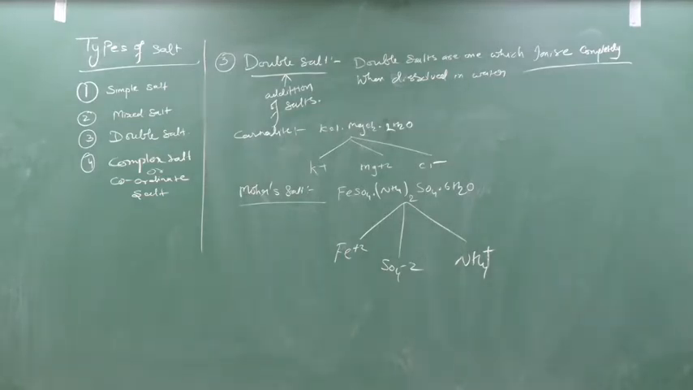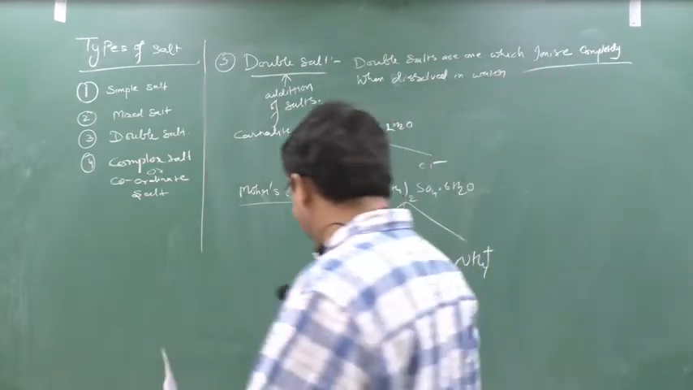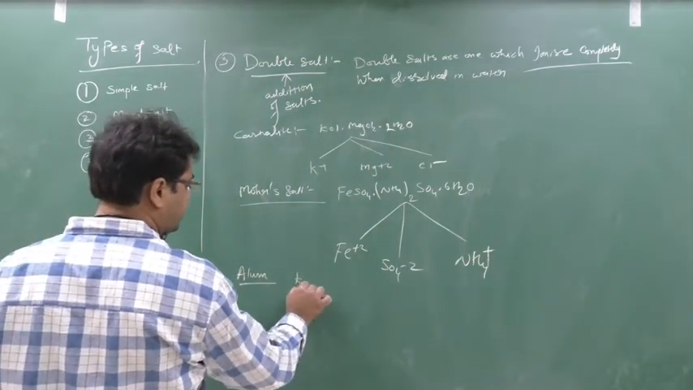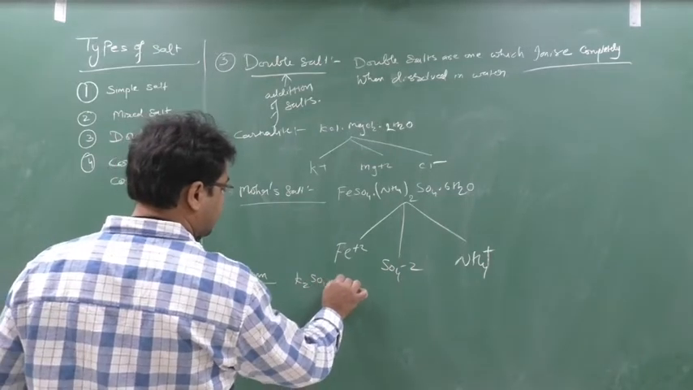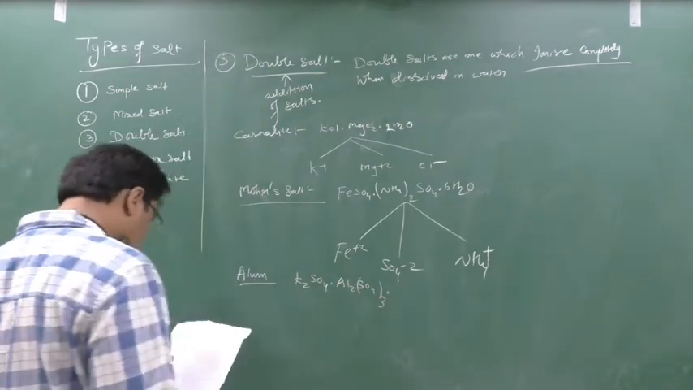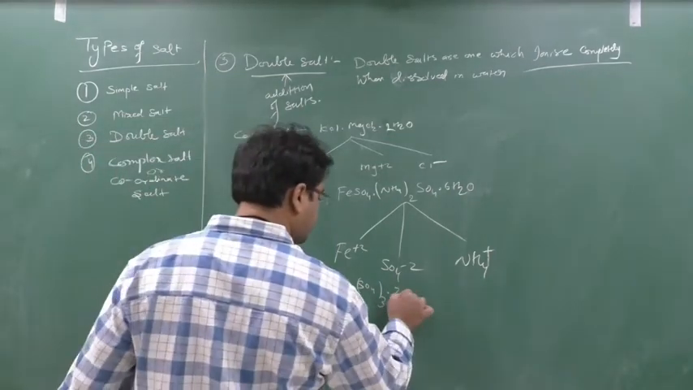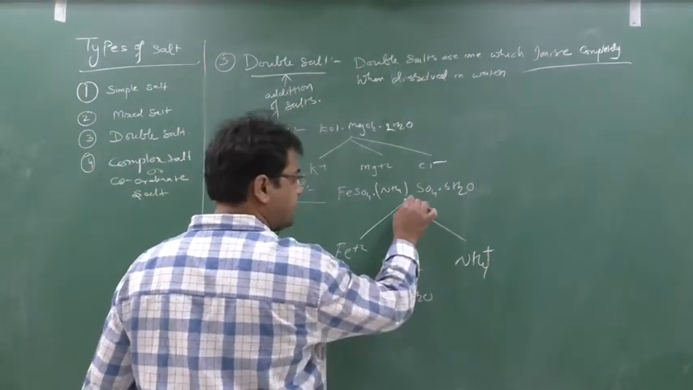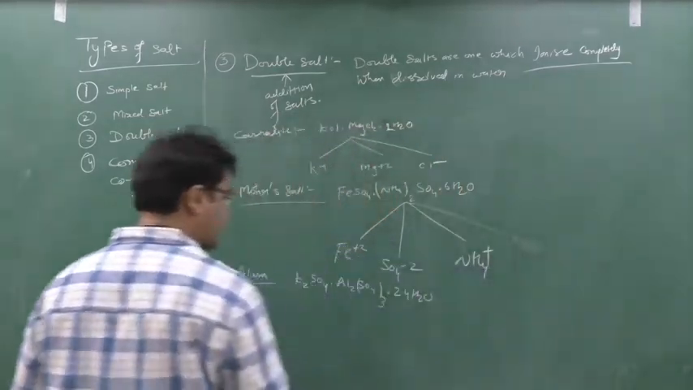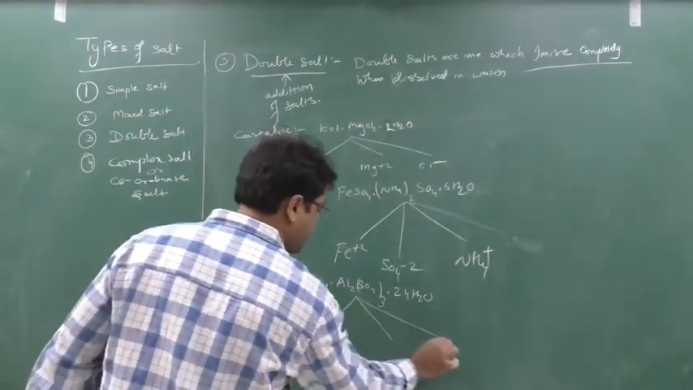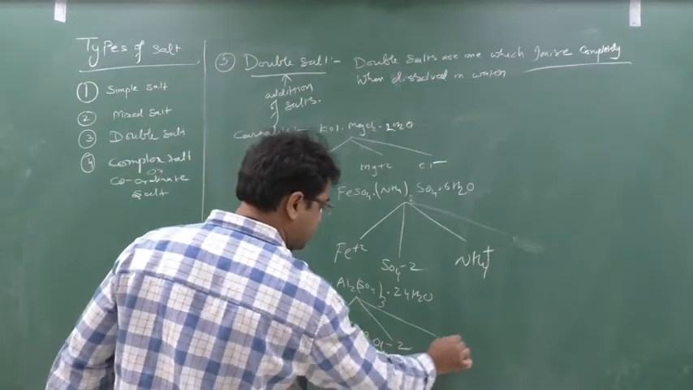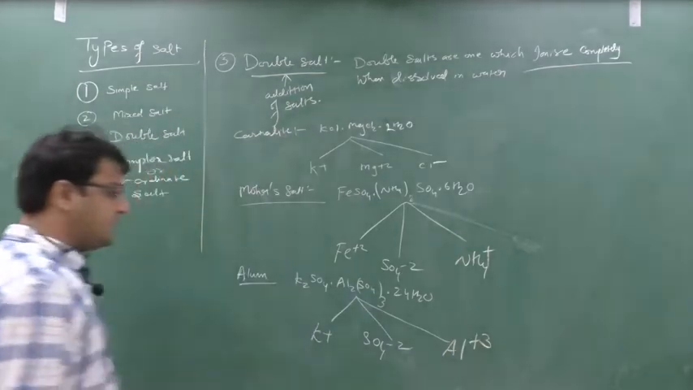Another example I can give is alum. K2SO4, Al2(SO4)3 into 24H2O. The water of crystallization ratio is 6H2O, but it needed to be shown. When you put this also in water, it will form K plus, it will form SO4 minus 2, it will form Al plus 3. Any other cation or anion seen?